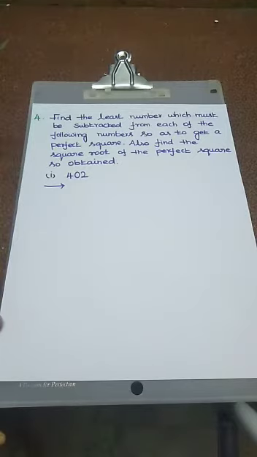Next problem: find the least number which must be subtracted from each of the following numbers so as to get a perfect square. Also find the square root of the perfect square so obtained. The question is 402. We know 402 is not a perfect square. First we have to calculate the square root of this particular number, then only we have to subtract the particular value to make the given number a perfect square.